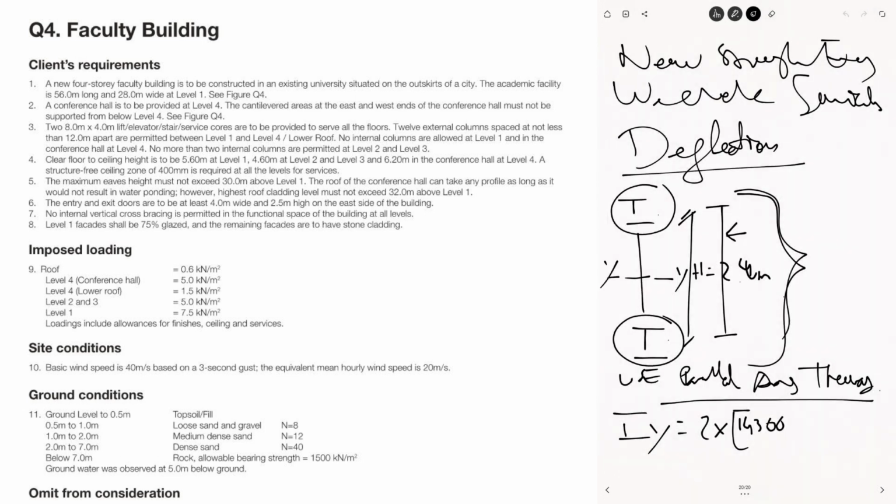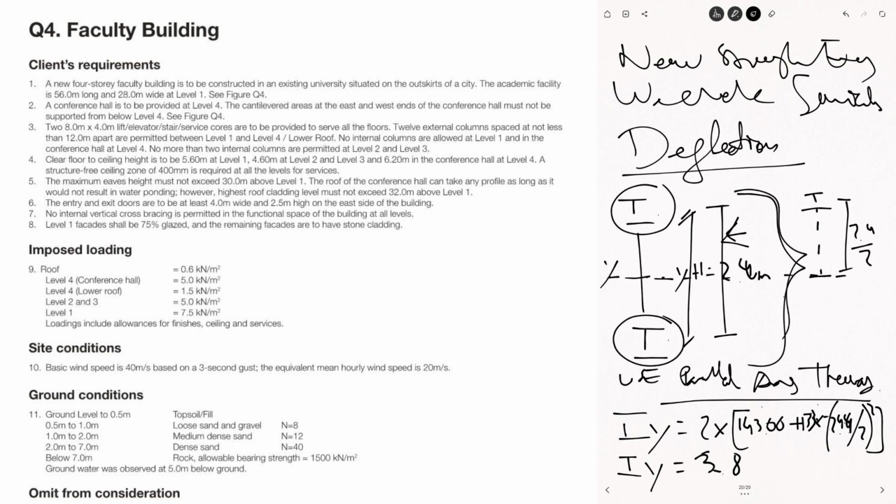And then plus, this is the part that I was talking about, the area times this spacing, the h, which is 2.4, divided by 2 squared. And this value is going to be equal to 3.856 centimeters.